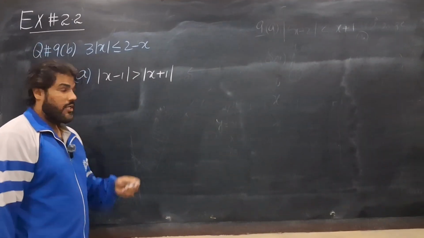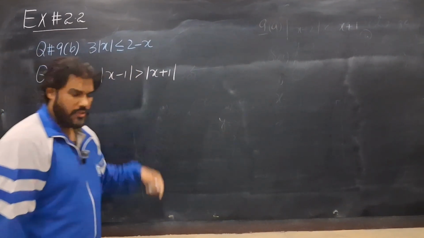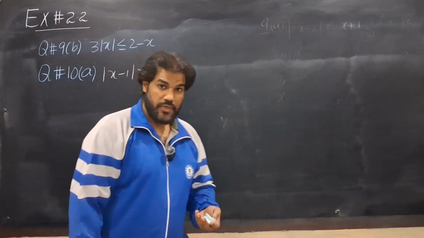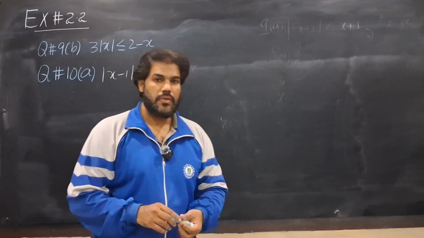Okay, this is question number 9b. 3|x| less than or equal to 2 minus x. I hope you can do this question by yourself. This is very easy. Still, if you find any hurdle in this question, you can message me, inshallah. I will solve this question.